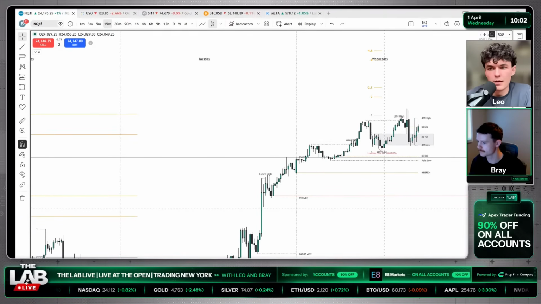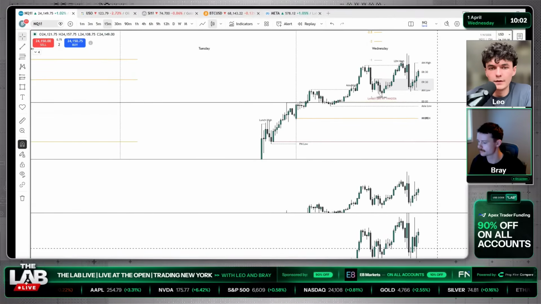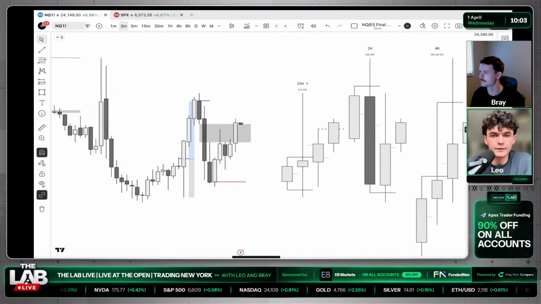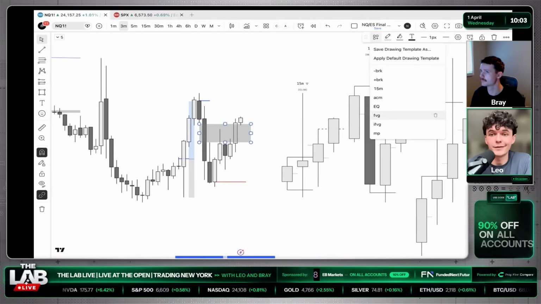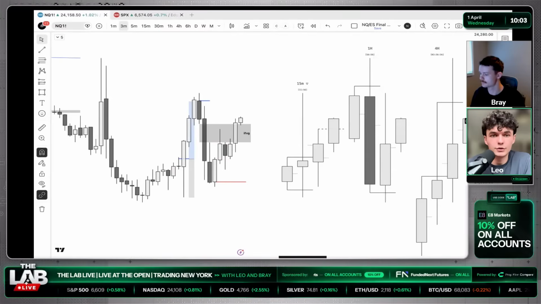Looks like we might potentially inverse this 3-minute fair value here, dependent on this closure. Yeah, looks like we're about to inverse it. All right, that's an inversion fair value in the 3, so might have a small sequence higher, but not sure by how much. We'll see.